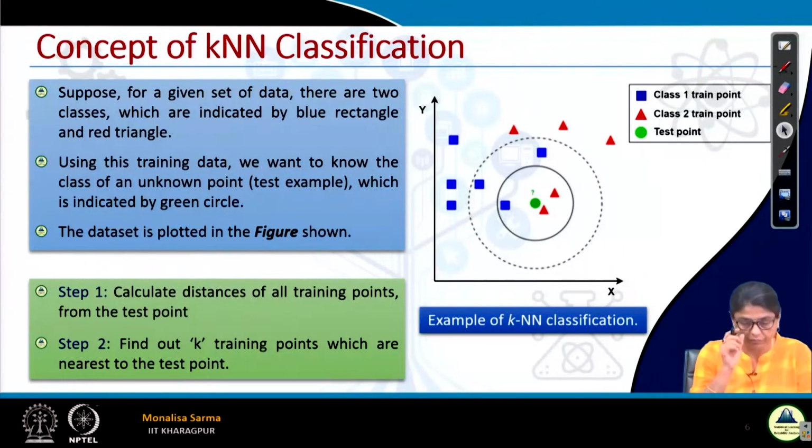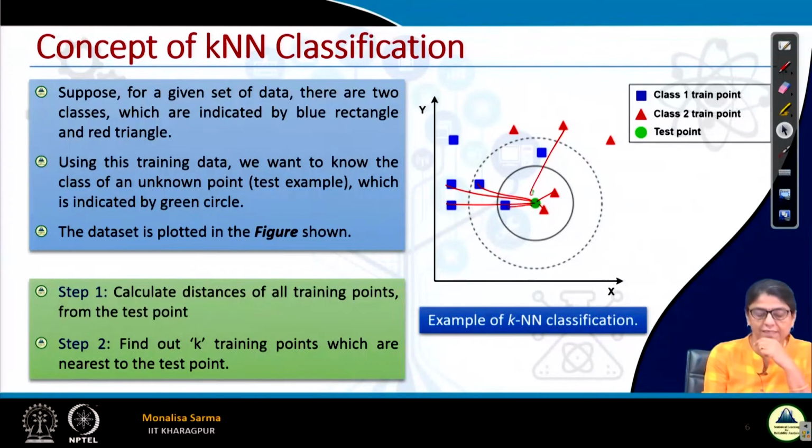Now, what is the first step? Calculate the distance of all training points from the test point. How many training points are there? Here we have 3, 4, 5, 6, 7, 8, 9, 10, 11. Total 11 training points. So, I will calculate the distance of this green point from all these training points, the distance of this and this, this and this, everything. I will calculate the distance of all the training points.